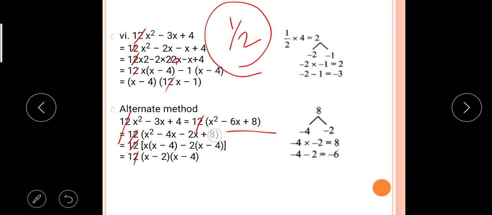Here the coefficient of x square is 1 and 8 is the constant term. Sorry. And therefore the factors should be these. The middle term is minus 6. So you will get minus 4 into minus 2 is 8.